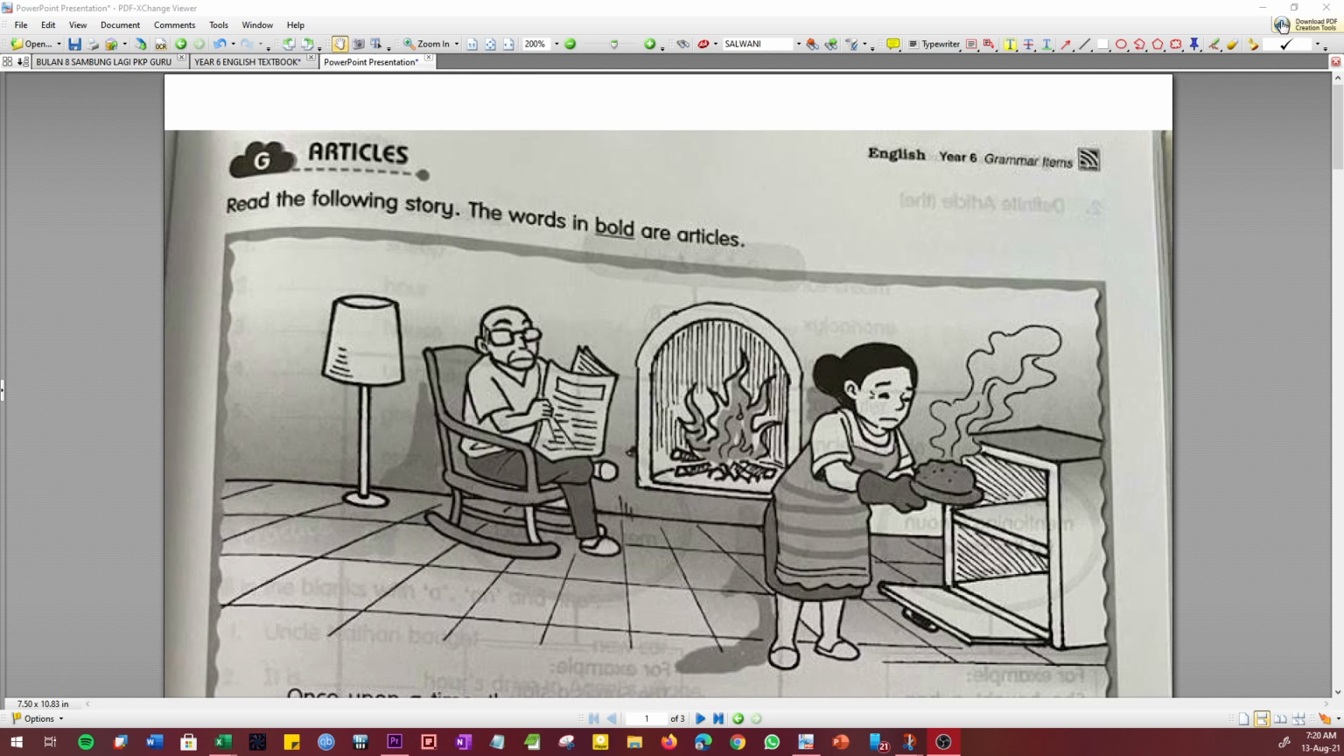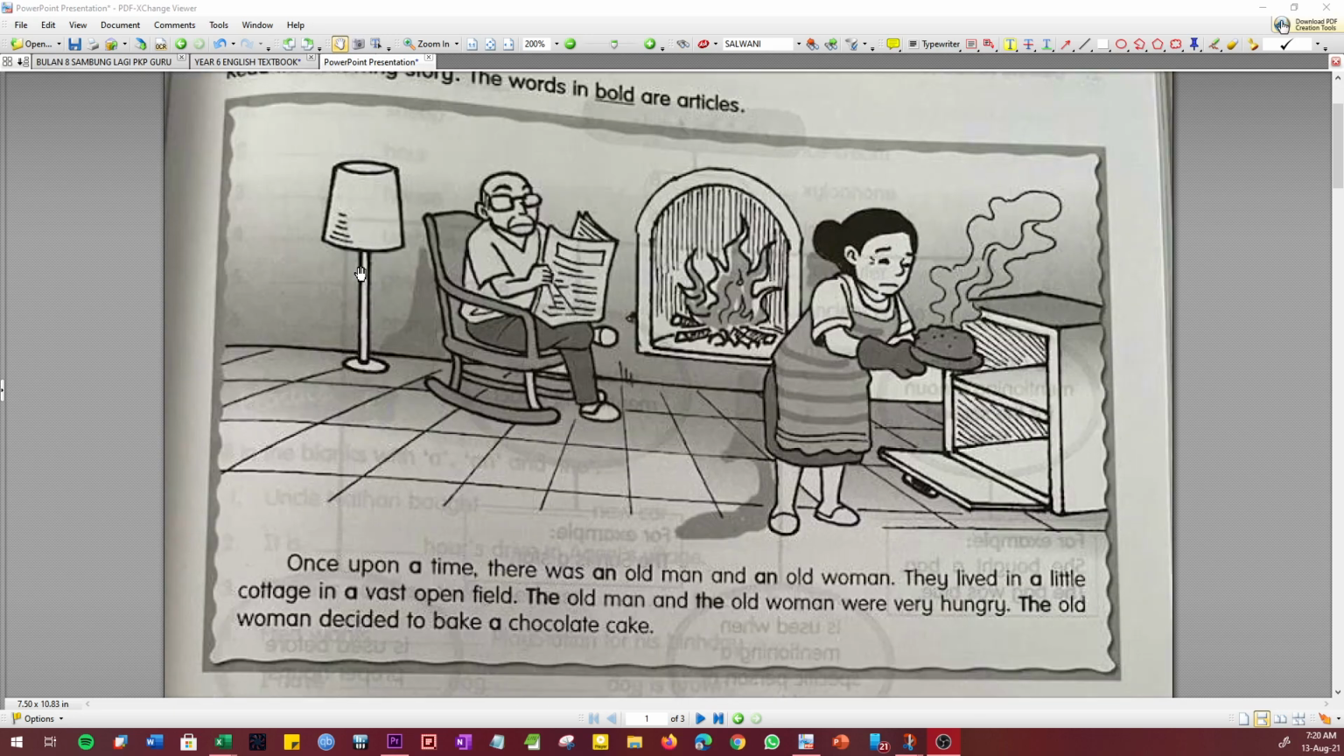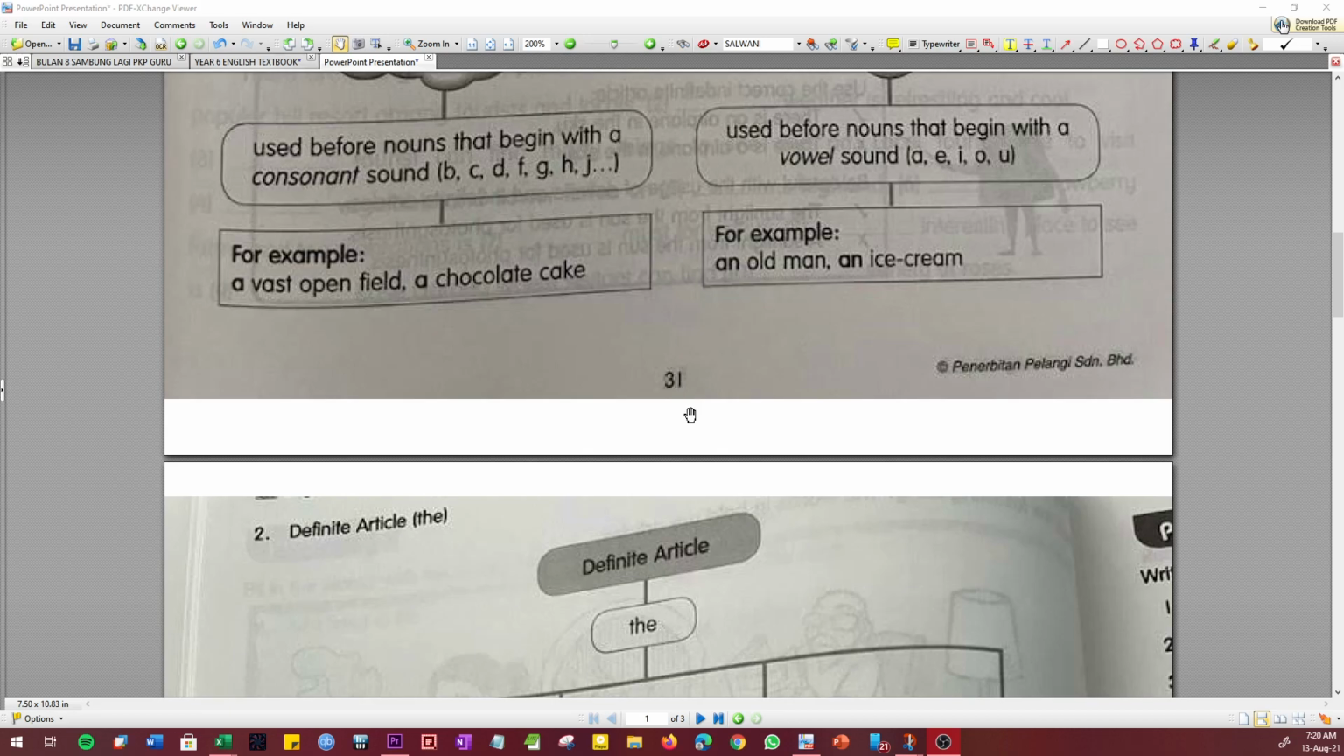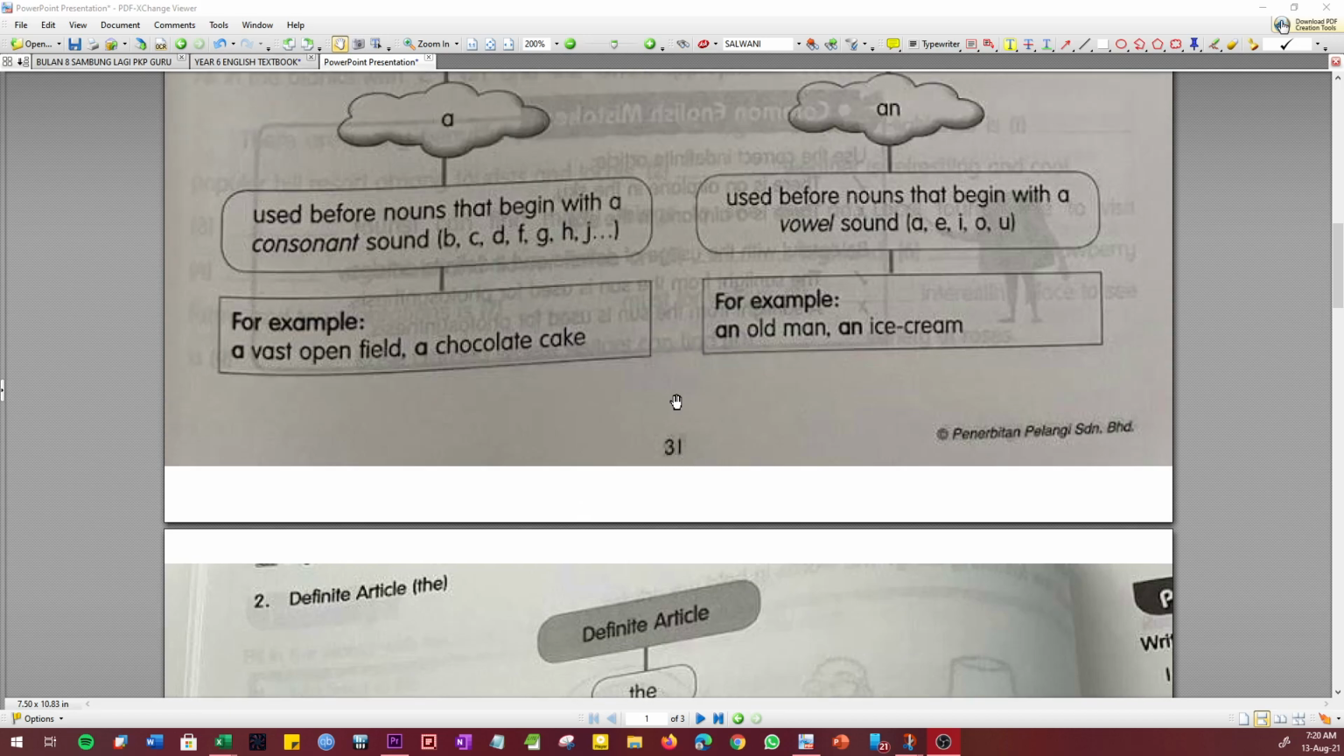Today we are going to learn about articles, right? I will explain the notes taken from your grammar book, and then after that you will do the exercise. So first, this is taken from page 31. We will start from page 31.